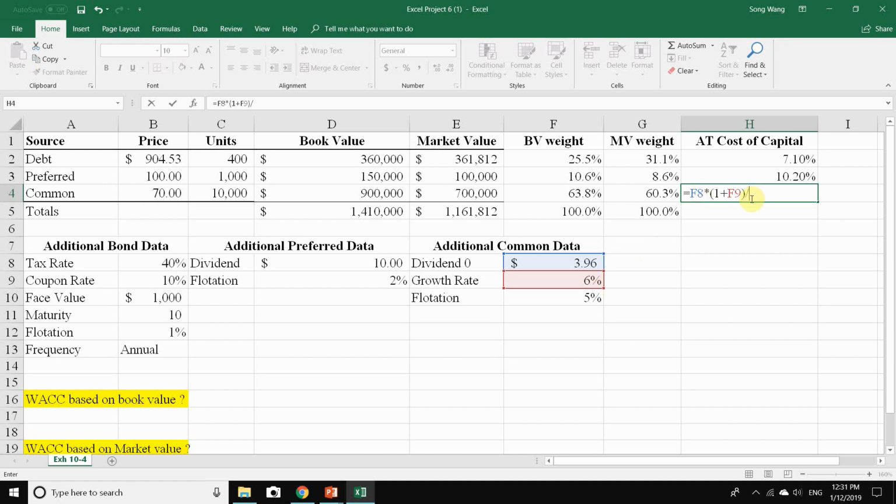And after you get dividend 1, you need to use dividend 1 divided by the required return. Okay, sorry, divided by the stock price. And then basically you need to add the growth rate back. Okay, add the growth rate back.